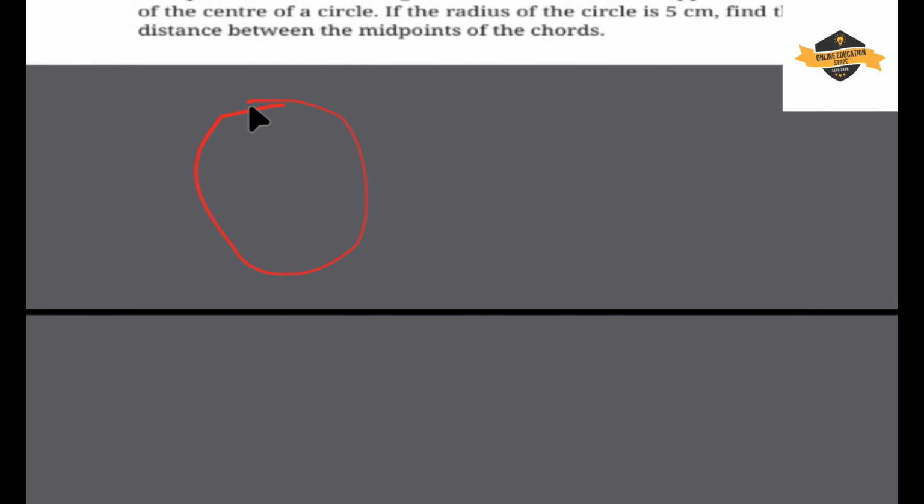Suppose this is one type of circle. This chord is 6 cm. This chord is 8 cm. This is the origin and the radius is 5 cm. Using the formula, D, the distance of the chord from the center, equals the square root of R square minus chord by 2 all square.